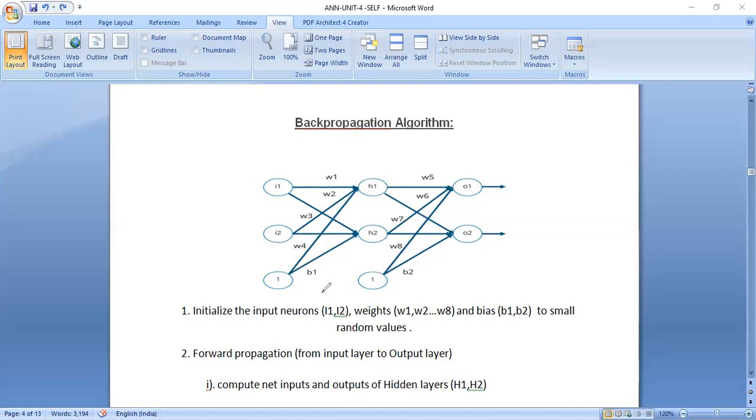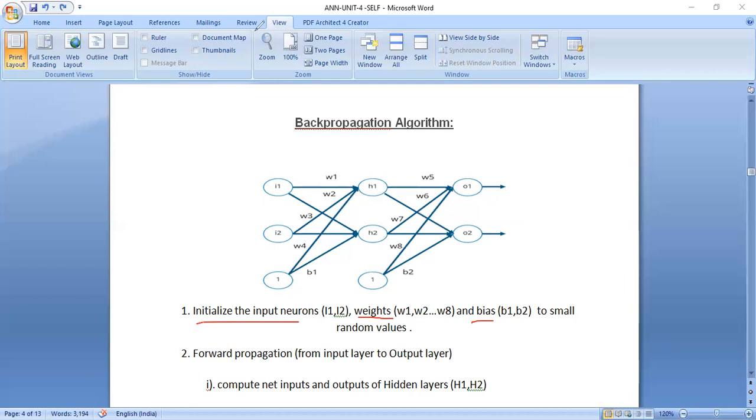Now in today's class, let us see the step-by-step process of the backpropagation algorithm. What is the first step? The first step of the algorithm is to initialize the input neurons, weights and bias. Suppose assume this is one example of a neural network.